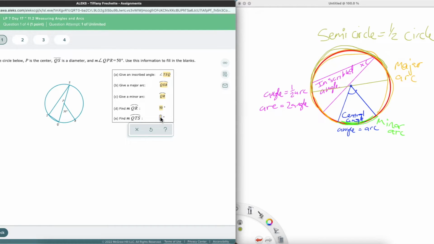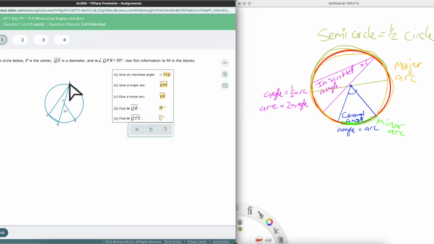It takes up a 50-degree chunk of the 360 degrees around a circle. And then it says find the measure of QTS. So I have QTS. So this is why I brought in the semicircle idea. So I can see that it's the diameter, and it's going QTS, so it's this arc here.